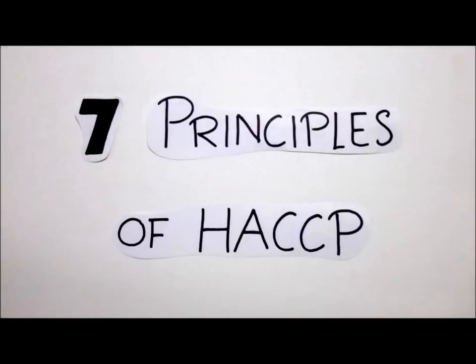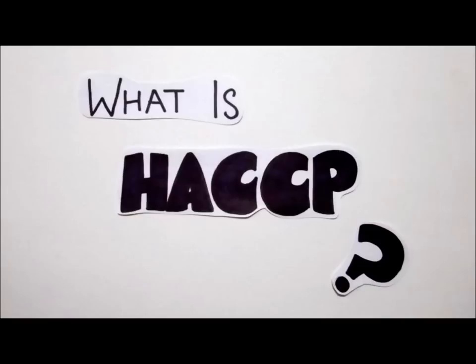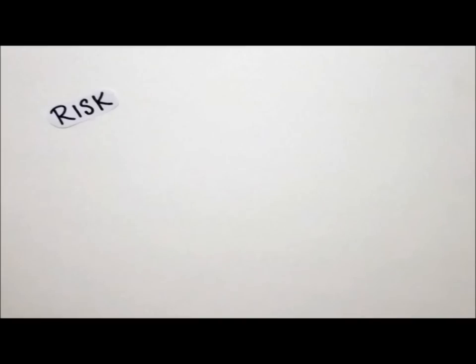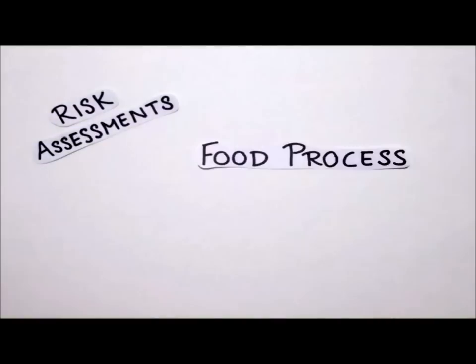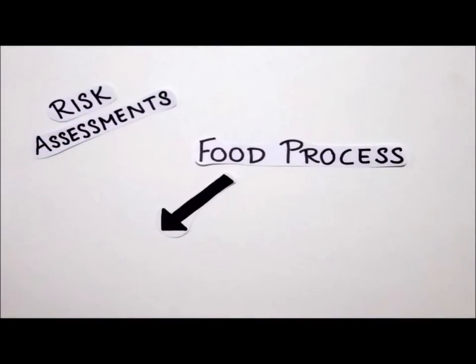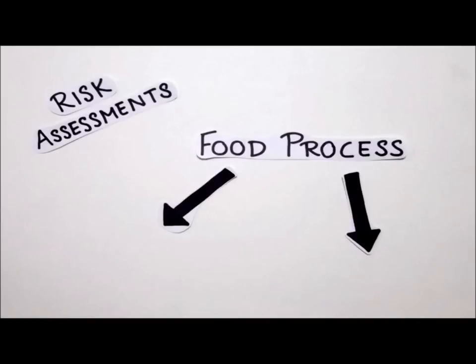Hello everybody, this video will be a presentation on the 7 principles of HACCP, also known as Hazard Analysis and Critical Control Points. So, what is HACCP about? HACCP is actually a quality assurance system designed to prevent problems before they actually happen. It includes risk assessments, monitoring and evaluation of the food process, which helps reduce errors.